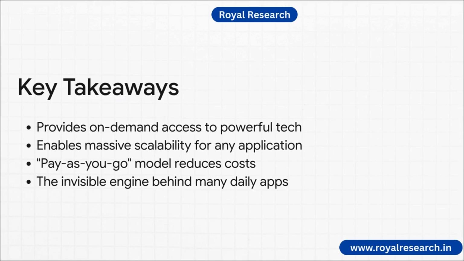So, to boil it all down, AWS gives anyone on-demand access to the kind of tech that used to be only for the biggest companies on the planet. It lets any app scale up to handle millions of users. And that pay-as-you-go model completely changed the economics for startups. It really truly is the invisible engine powering so much of our digital world.